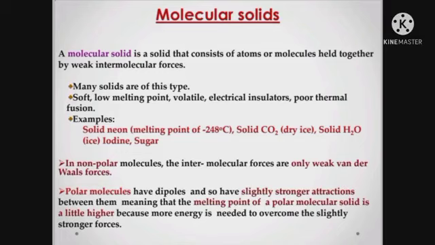Third one is hydrogen bonded molecular solids. These solids contain polar covalent bonds with hydrogen, fluorine, oxygen and nitrogen atoms. In these solids, molecules are held together via strong hydrogen bonding, like H2O.